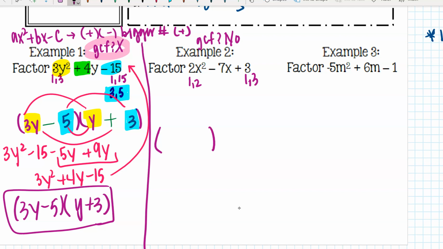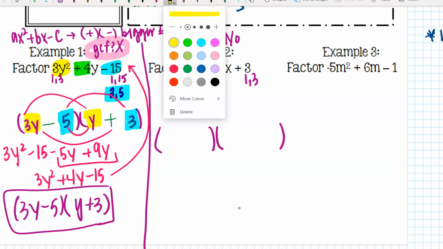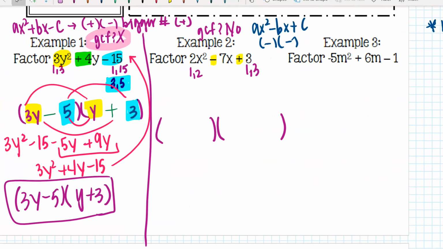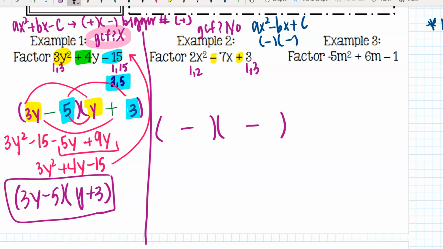So being that I'm going to end up with my group, I'm going to go ahead and set that up. I want to take a look at my signs that I'm given. Okay, so my sign here is negative and I have a positive. If you recall from the last set of notes, when you have an ax squared minus bx plus c, that means you have a minus minus. So I'm going to go ahead and put my minus and my minus in there because that's the standard. Okay, there's no guessing and checking with that.